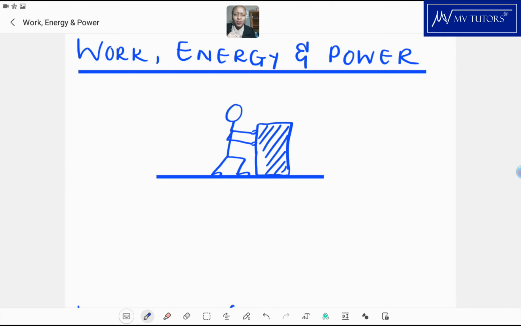Alright, so that normally forms part of your paper 1. So let us get started with work. Here I have a person pushing an object, the direction of motion being from left to right. So it's in the easterly direction.